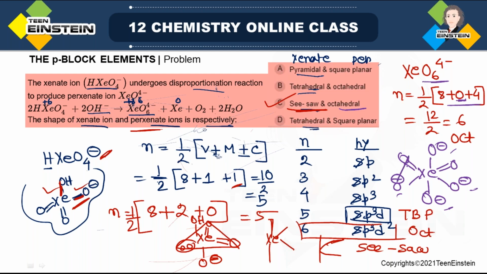So see, this is the octahedral shape, and for all the oxygens, there is no question of lone pair. That is why the correct option will be option C, seesaw and octahedral. Seesaw is for Xenate, octahedral is for Perxenate.